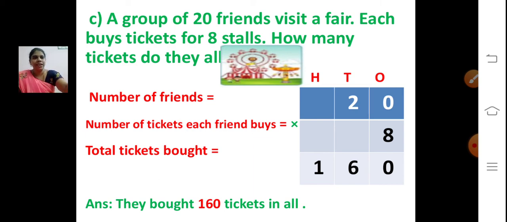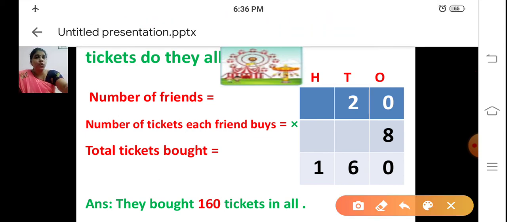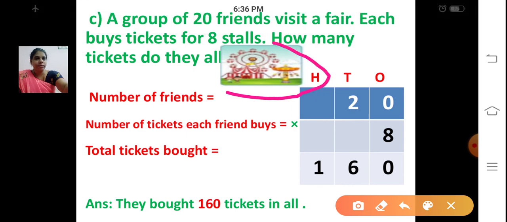Have you all been to a fair? A trade fair? Just see, 20 friends, they all went to a fair. So how many friends went? Totally 20 friends. So 20 friends went to the fair. Each buys tickets for 8 stalls. So each one is buying separately. How many tickets is each one buying? For 8 stalls. For each there will be more stalls, right? So each friend is buying tickets for 8 stalls.